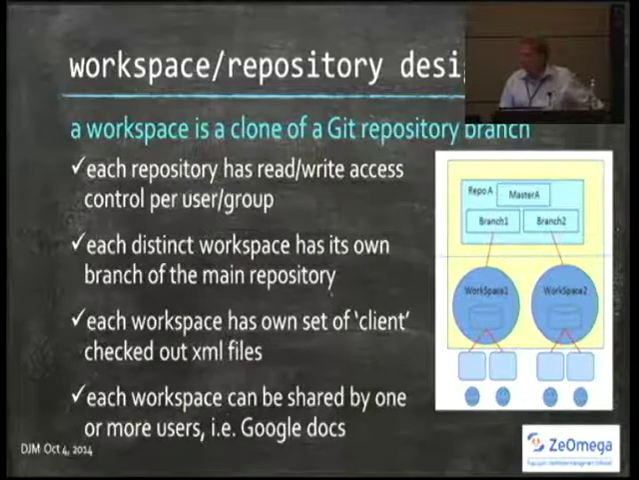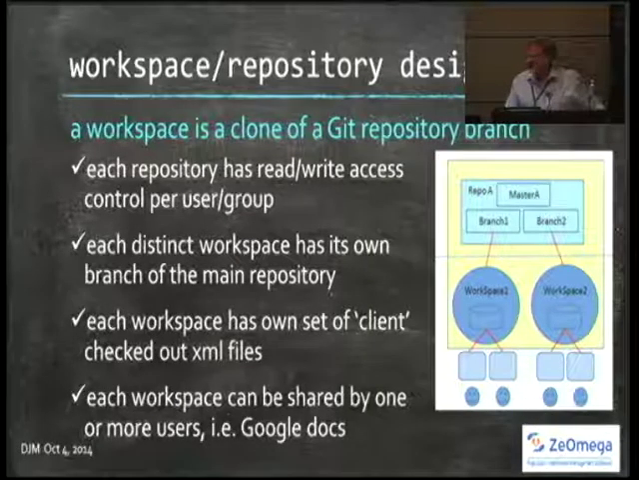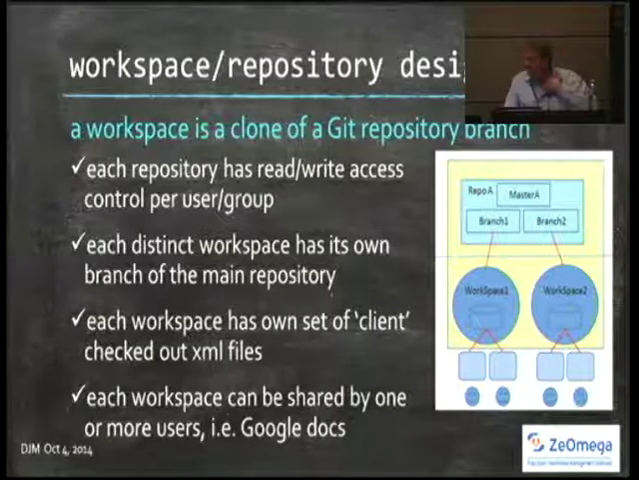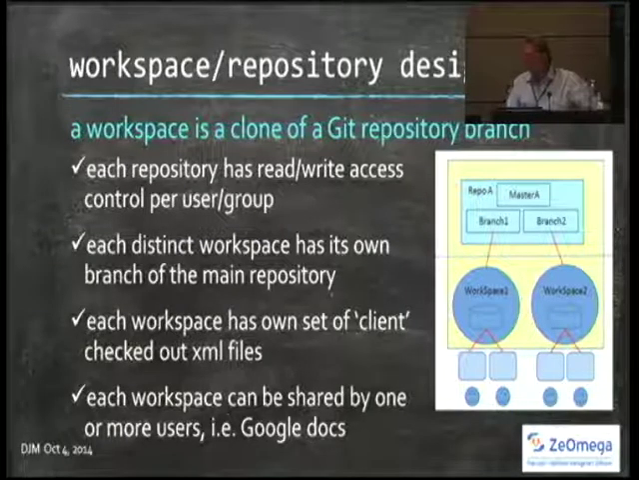So we showed this picture before, but another way to look at a workspace is as a clone of a Git repository branch. Remember, we talked about it as a set of XML, but it's also a clone of a Git repository branch. Each repository has read and write access control per user or per group, and each distinct workspace has its own branch of the main repository.